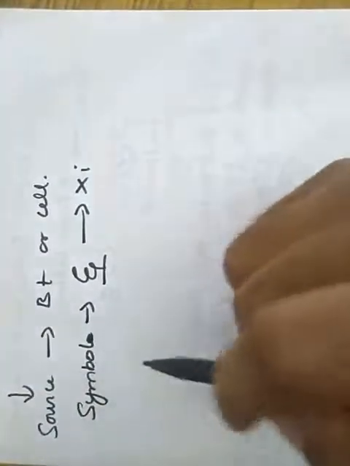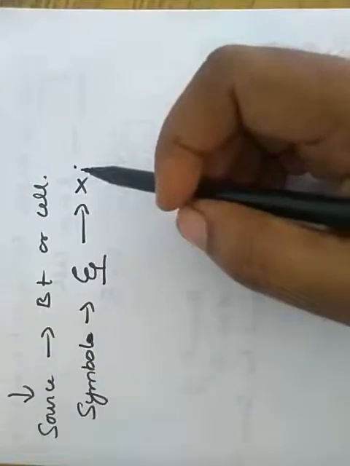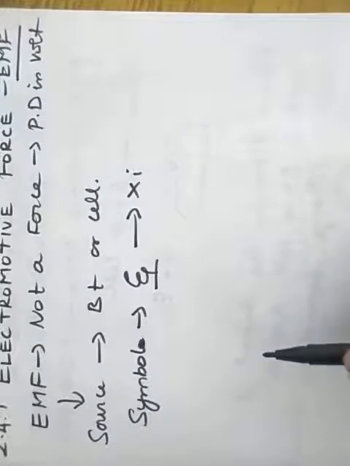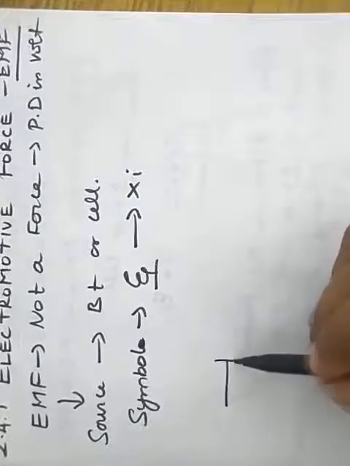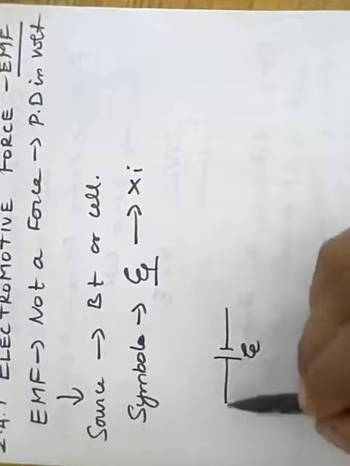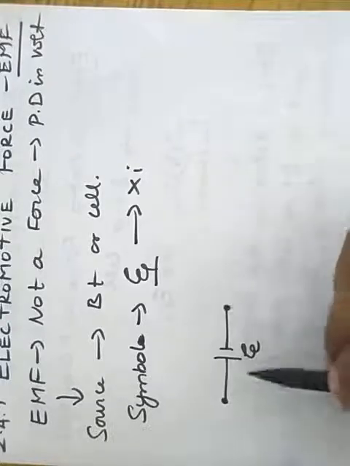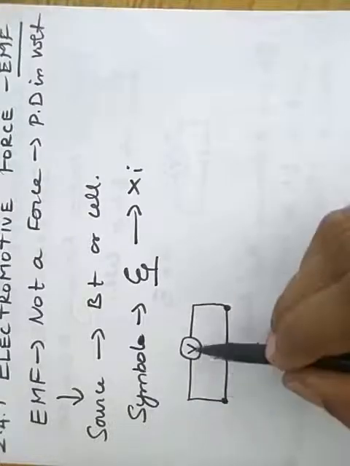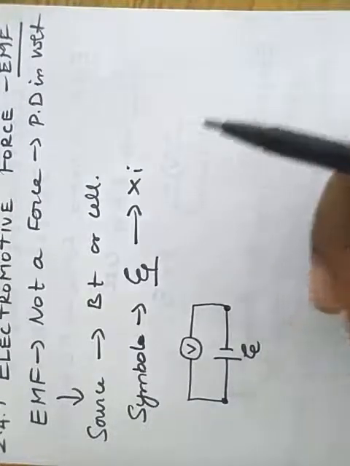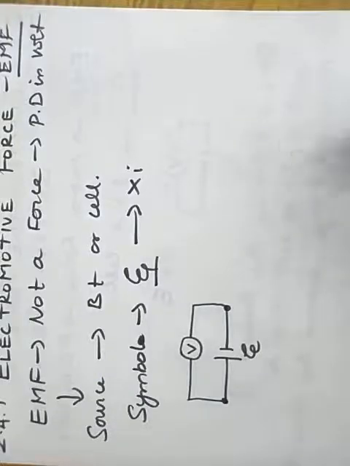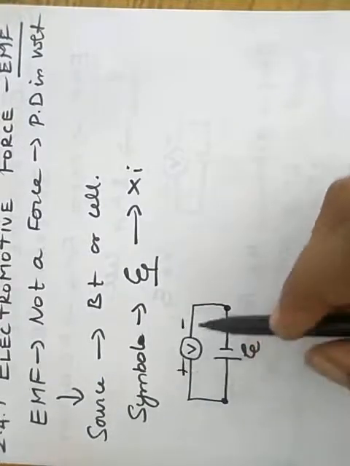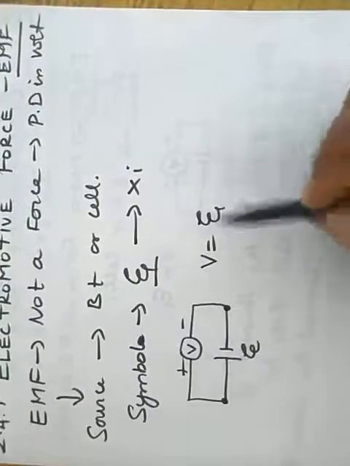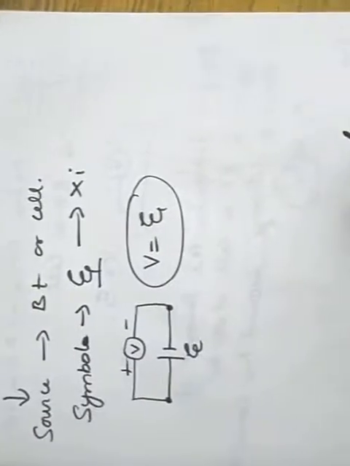This EMF of the cell or a battery is the voltage provided by the battery when no current flows in the circuit. Here I consider a cell of EMF psi. This is the terminal of the cell. It is connected with a high resistance voltmeter. This high resistance voltmeter takes only a small amount of current. Then it shows a value V equal to psi. This is the way of finding the EMF.